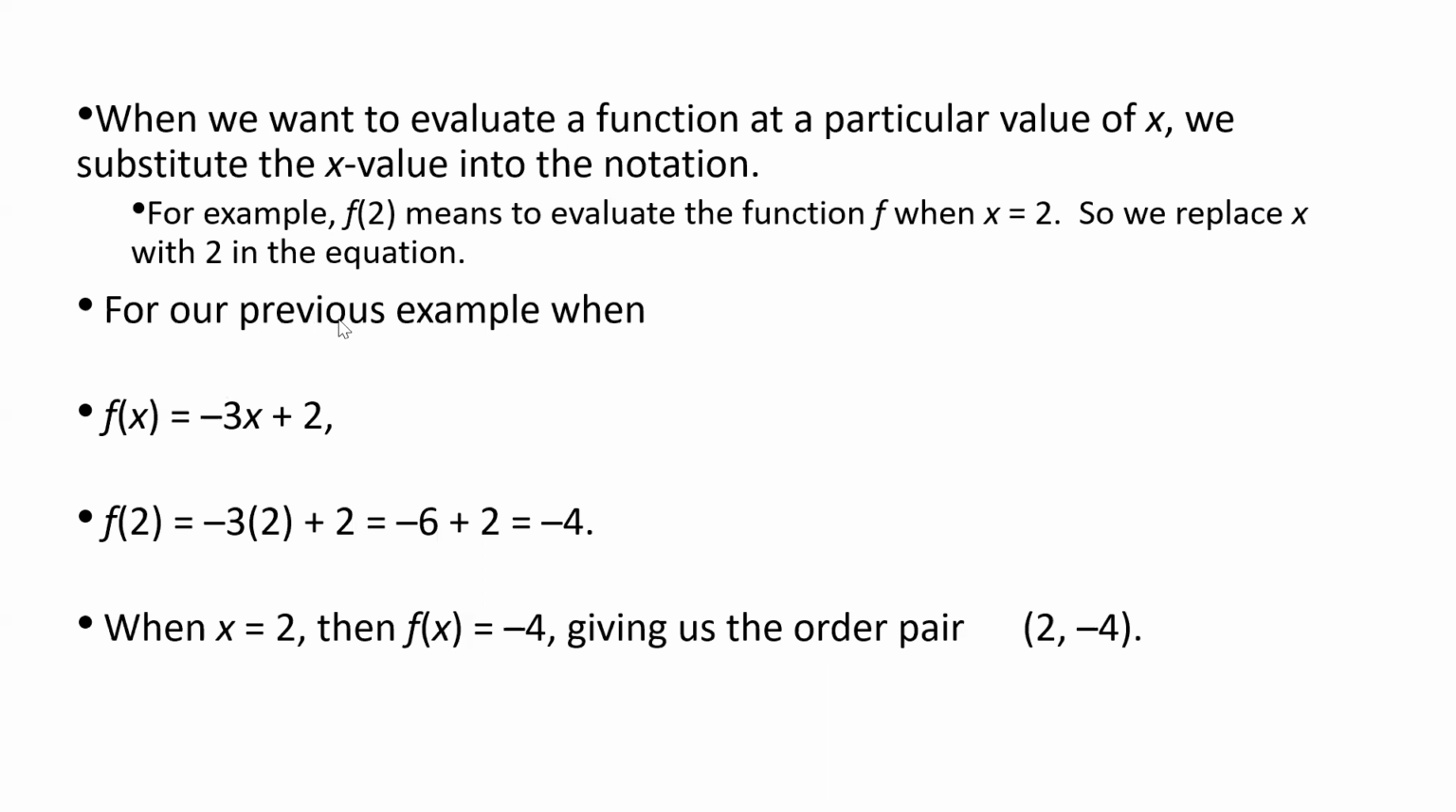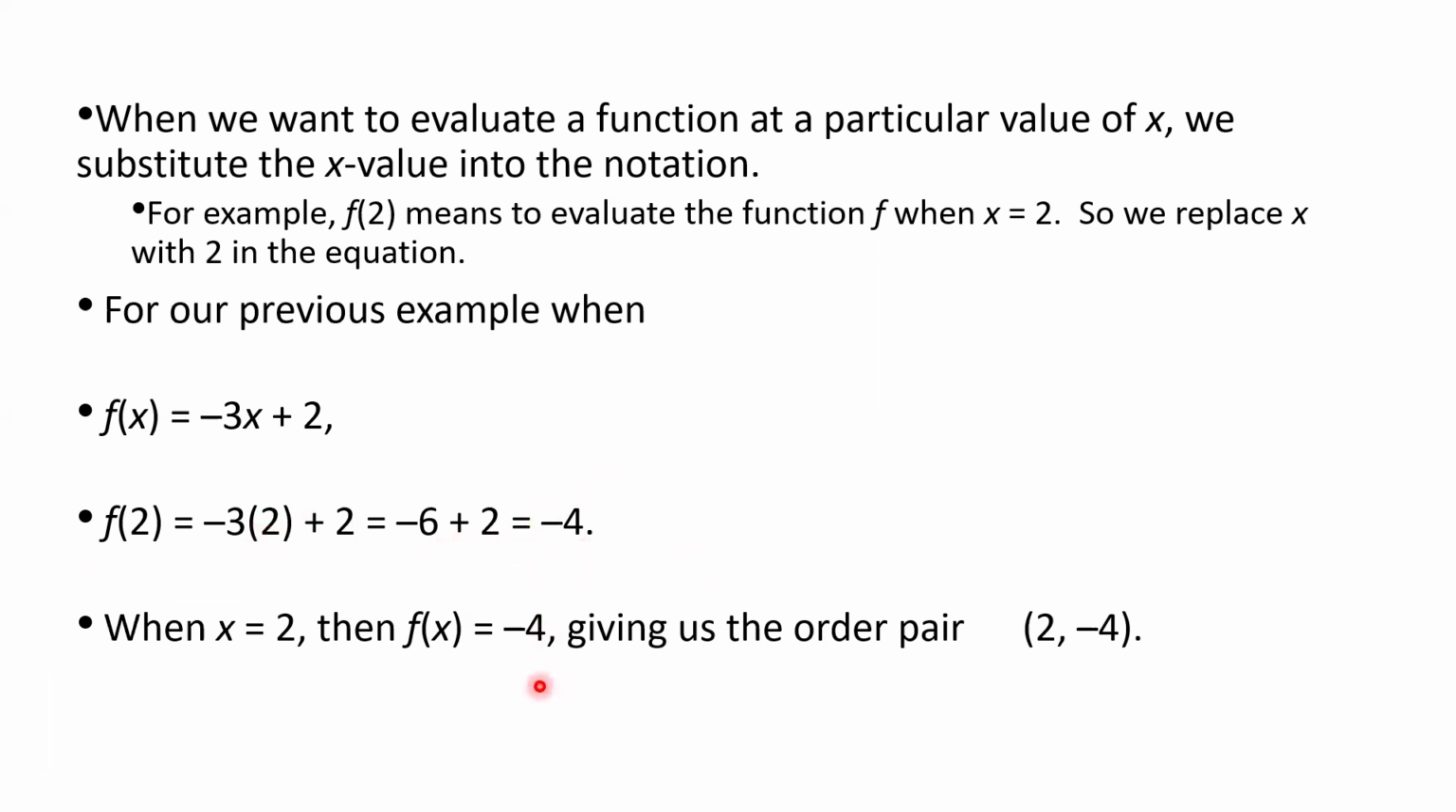So for the previous example, if we had f of 2, that means that I'm going to substitute 2 in for my x, correct? So as long as once I see f of 2, I'm substituting in for my x. Looking at our given problem here, we have f of x equals negative 3x plus 2. If I'm looking for f of 2, that means everywhere there's an x, I'm substituting in the 2. So I substitute in the 2, I evaluate, and I get my answer.